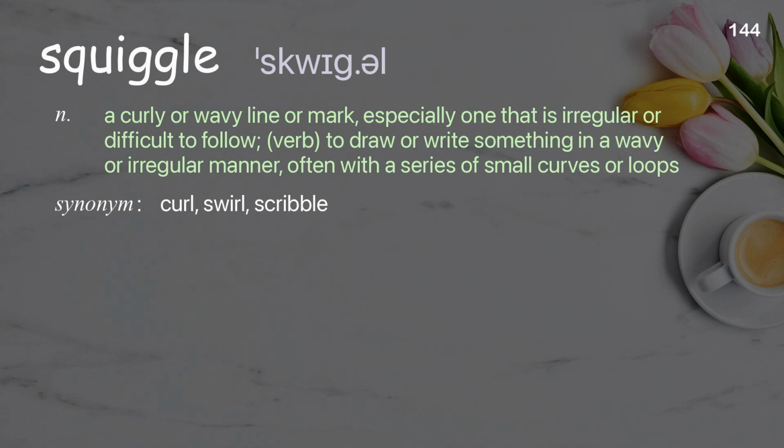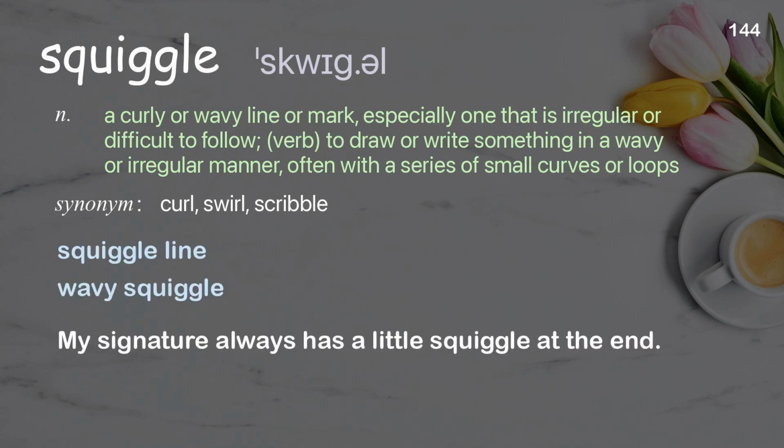Squiggle. A curly or wavy line or mark, especially one that is irregular or difficult to follow. Verb, to draw or write something in a wavy or irregular manner, often with a series of small curves or loops. Examples: Squiggle line. Wavy squiggle. My signature always has a little squiggle at the end.